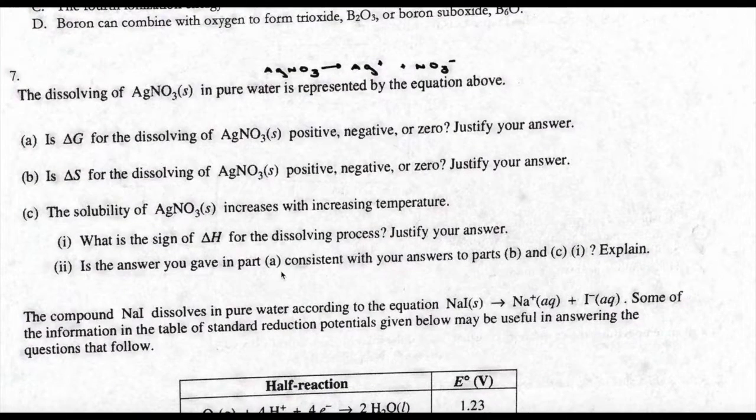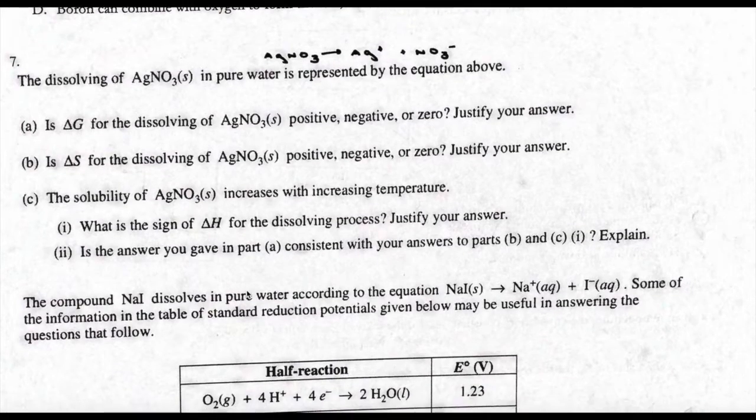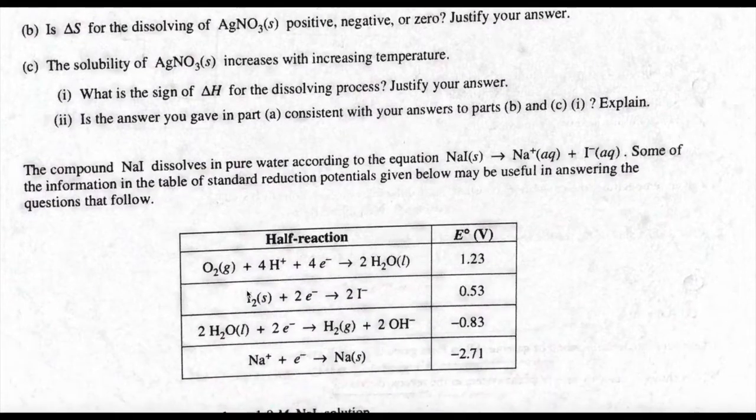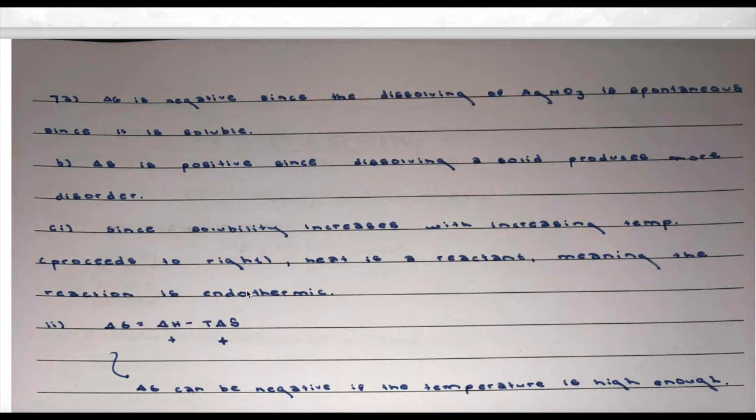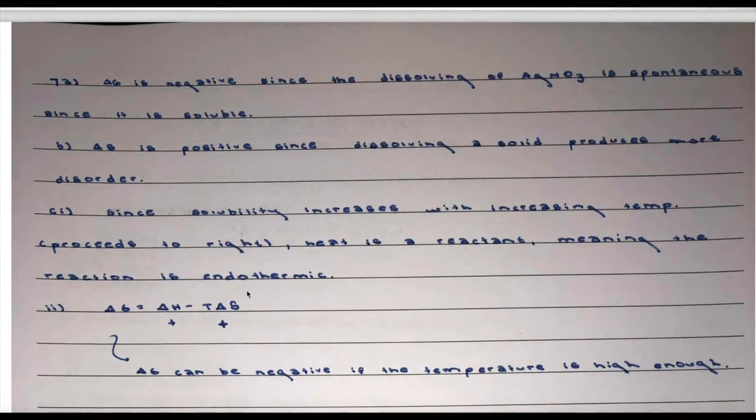Okay, so here's my problem. Here's my AP problem for this review. So I'm going to go through it. Okay, so the dissolving of silver nitrate is represented in the equation above. Is delta G for the dissolving of AgNO3 positive, negative, or 0?